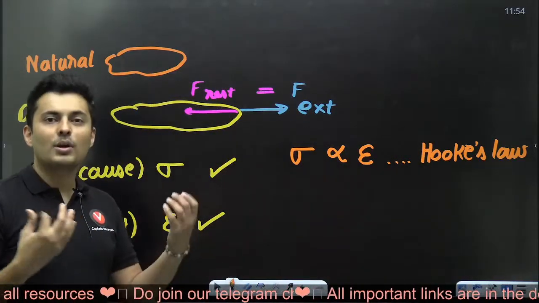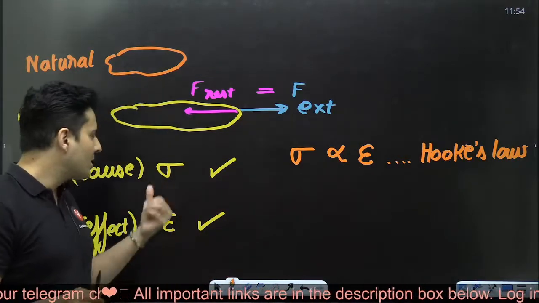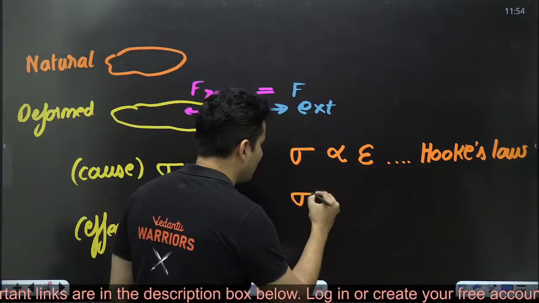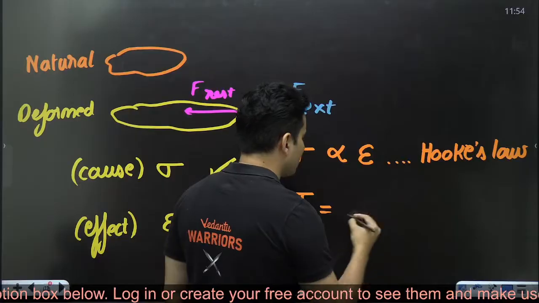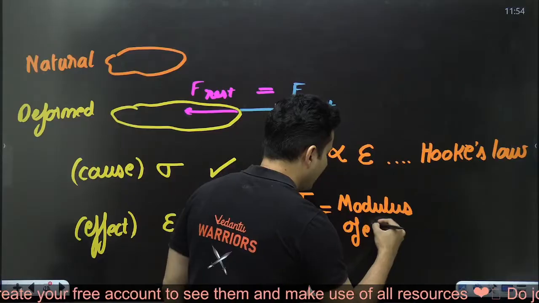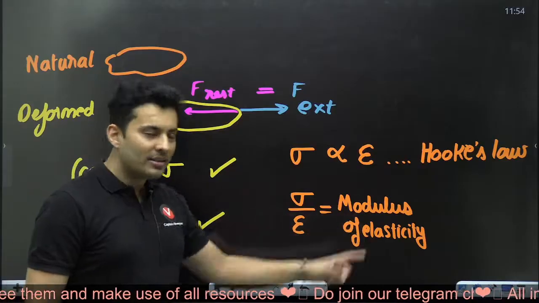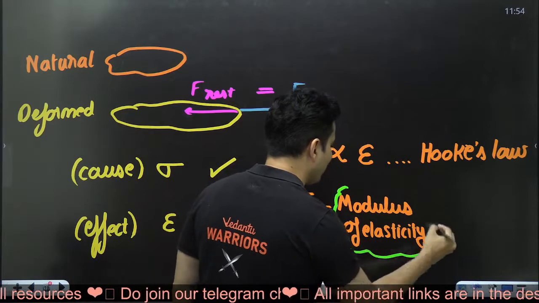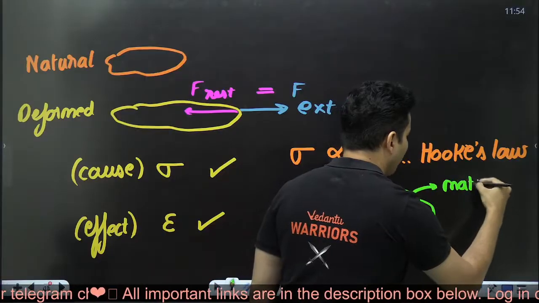So more stress will cause more strain. Less stress will cause less strain. No stress will cause no strain at all, because there is no deformation happening. And the constant of proportionality, sigma by epsilon naught, is called the modulus of elasticity. This particular quantity that you see over here is completely dependent on the material.